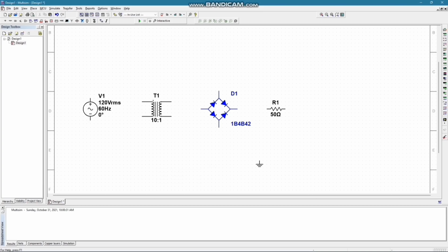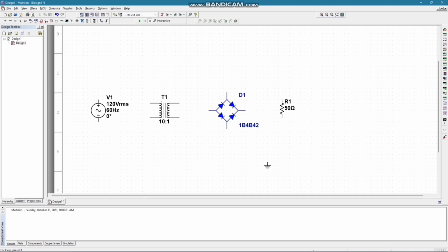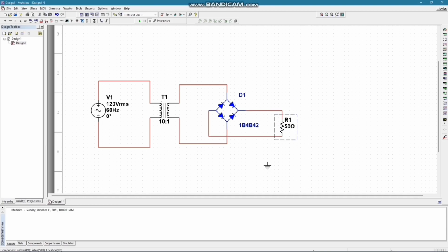We now have everything we need to complete the circuit diagram of a bridge rectifier. We have an AC power supply, we have the transformer, a full wave bridge diode, and the load resistor. So let us connect all these components to complete the circuit diagram. First, let us connect the primary coil of the transformer to the AC power supply and the secondary coil of the transformer to the full wave bridge diode. Now let us connect the full wave bridge diode to the resistor and also connect the circuit to the ground. We now have the complete circuit diagram of the bridge rectifier.